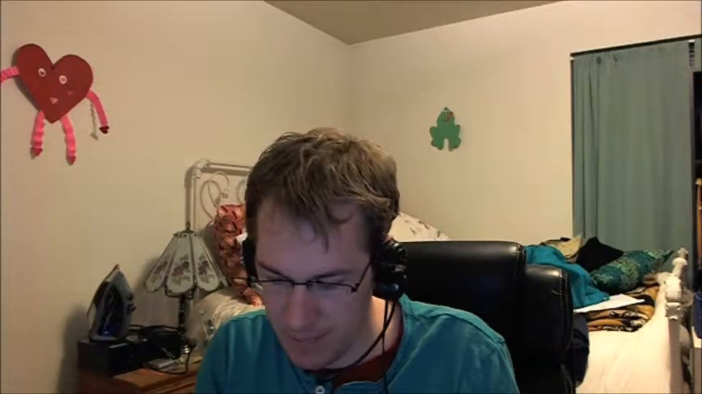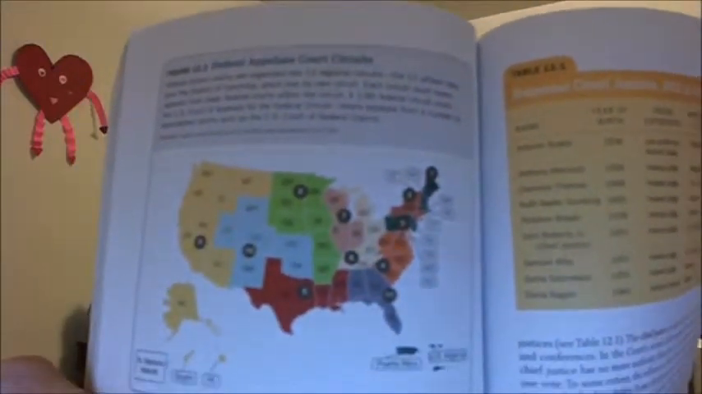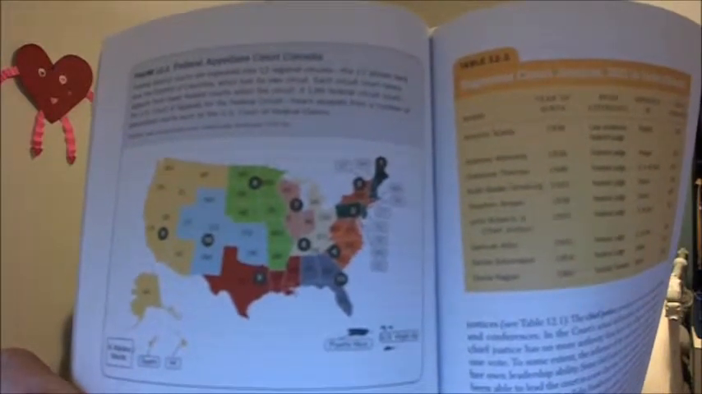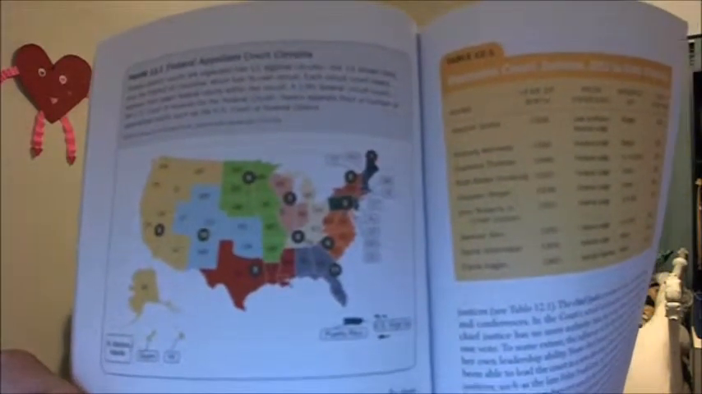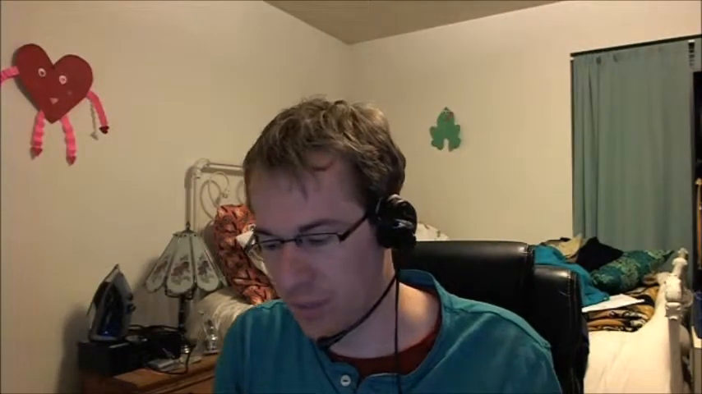There is a map in the book, page 372. There's a map of the U.S. Circuit Courts showing the geographic jurisdictions of those courts. So, Court of Appeals number 1 is up there. I think that's number 2, number 3, etc. Yep, got it right. So, Circuit Court number 3, for example, is just Pennsylvania and New Jersey.